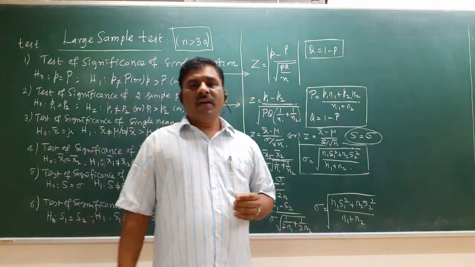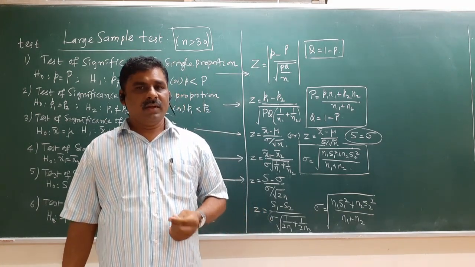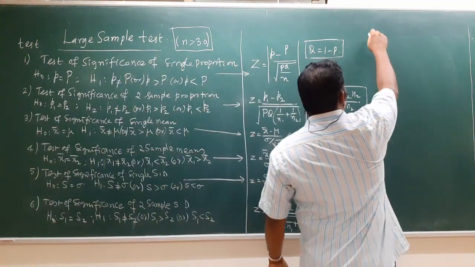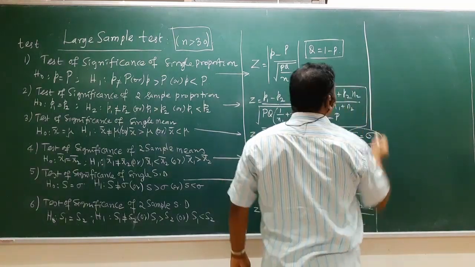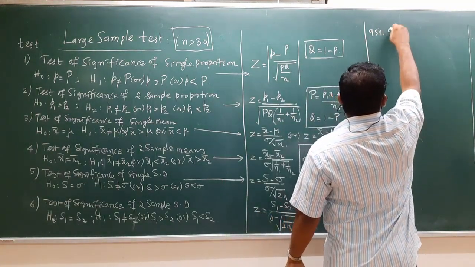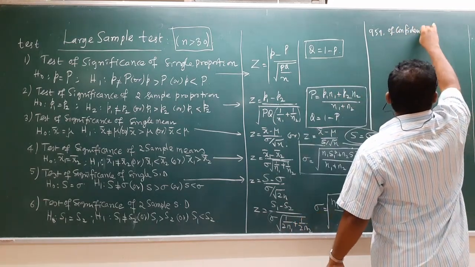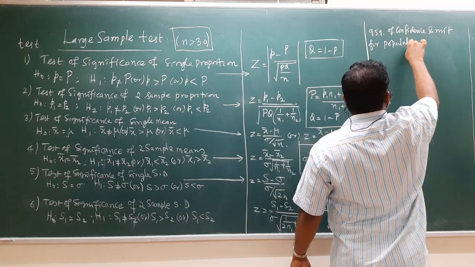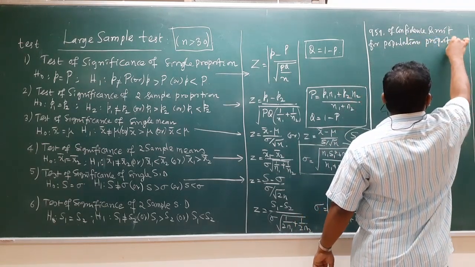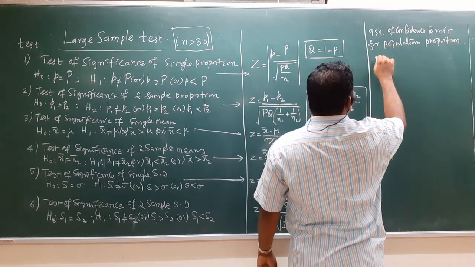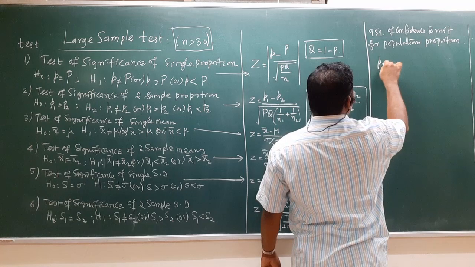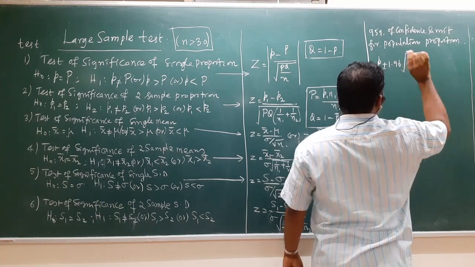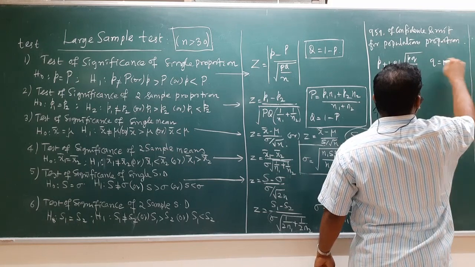Okay. Now some more formulas are there. The formulas are the 95% and 99% confidence limits. 95% confidence limit for population proportion is small p plus or minus 1.96 into square root of pq by n, where small q is 1 minus small p.